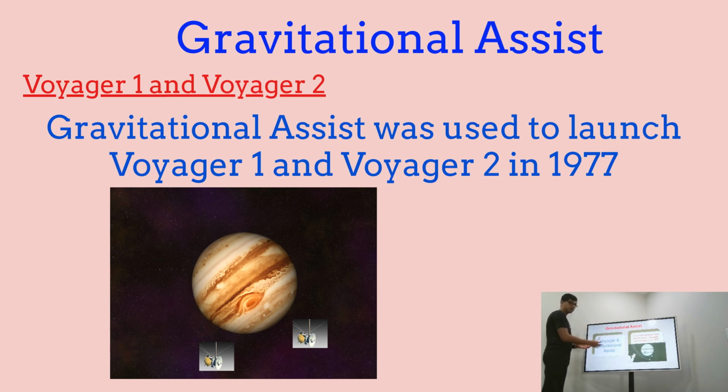We're going to get more in depth about these in just a bit, but for a simple explanation, if you look at this picture here, both of the Voyagers used Jupiter's gravity to push them further into space, and we'll get more into that in just a second. So let's continue.